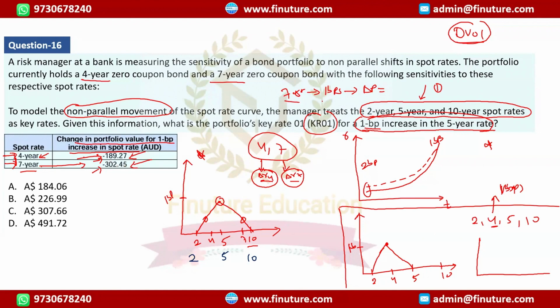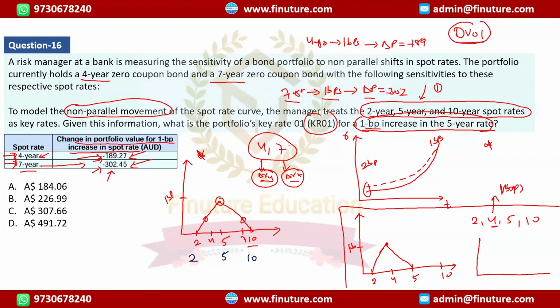If your 7 year rate increases by 1 basis point, what is the change in the bond portfolio? You can always look at the table. You can just answer $302. And in the same way, if someone asks what if your 4 year rate increases by 1 basis point, what is the corresponding change in your bond portfolio? It would be $189 Australian dollars.